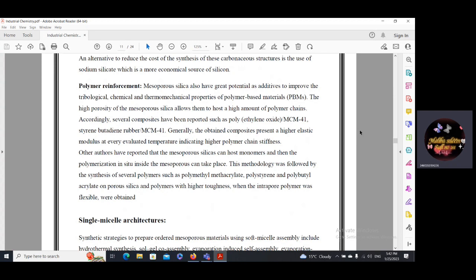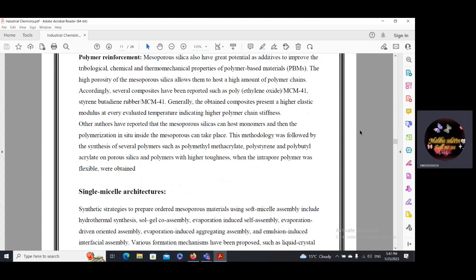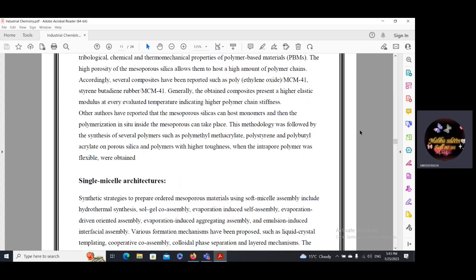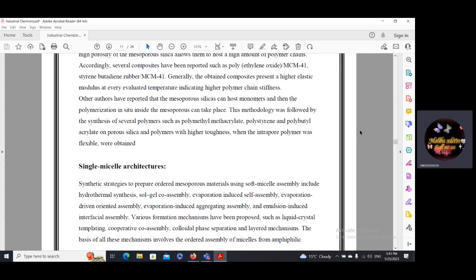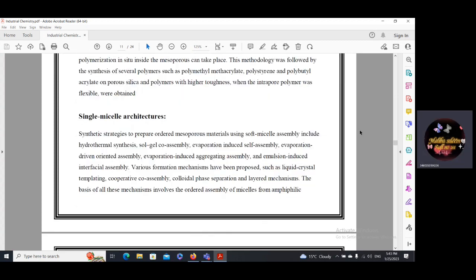Generally, the obtained composites present a higher elastic modulus at every evaluated temperature, indicating high polymer chain stiffness. Other authors have reported that the mesoporous silicates can host monomers and then the polymerization in situ inside the mesopores can take place. The methodology was followed by the synthesis of several polymers such as polymethyl methacrylate, polystyrene, polybutyl acrylate on porous silica, and polymers with higher toughness were obtained when the intrapore polymer was flexible.